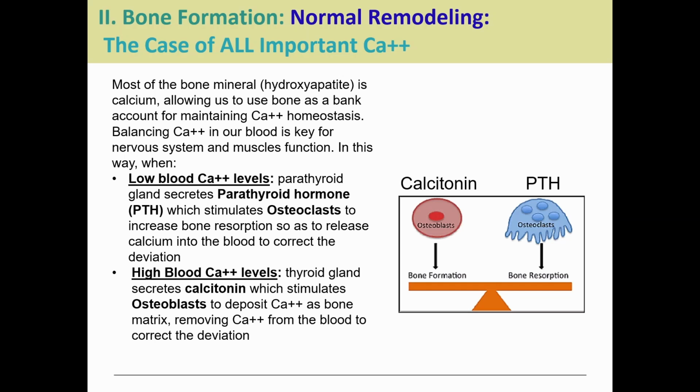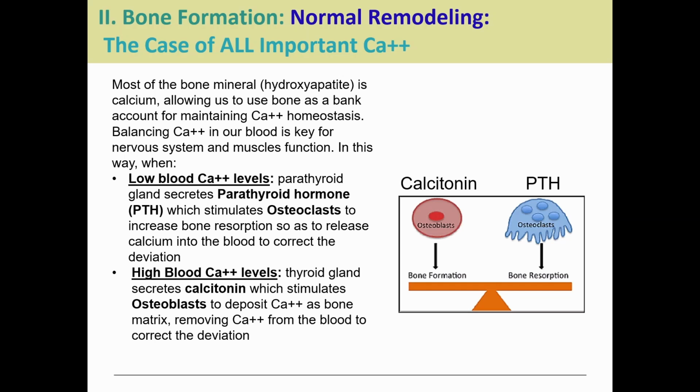So most of the bone mineral is a calcium base. Remember that hydroxyapatite? It was like calcium was like 10 of the atoms in it. So we need calcium, and we can use bone to bank for that calcium, and then just basically pull from it when we need it, deposit when we have an excess, so that we can use it for things like the nervous system and the muscles.